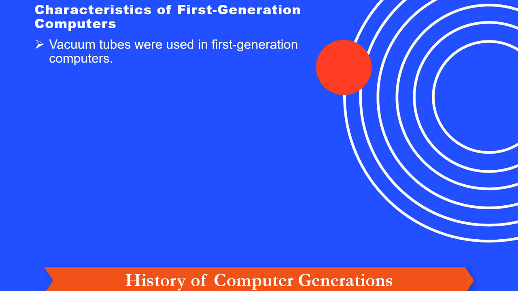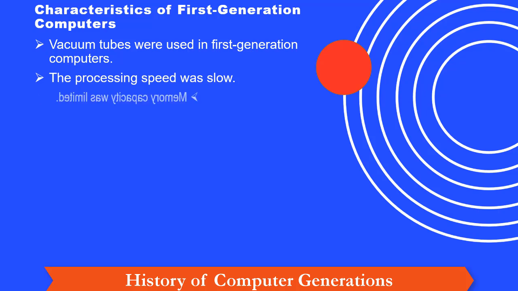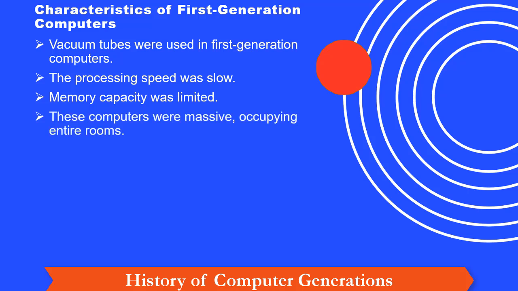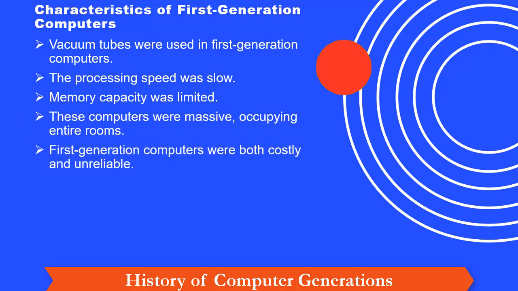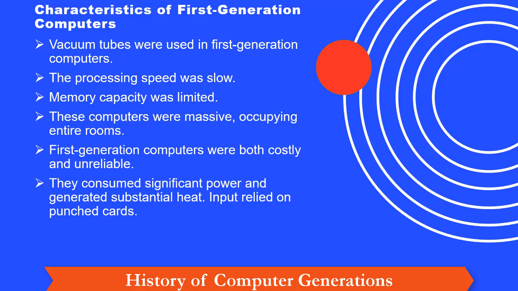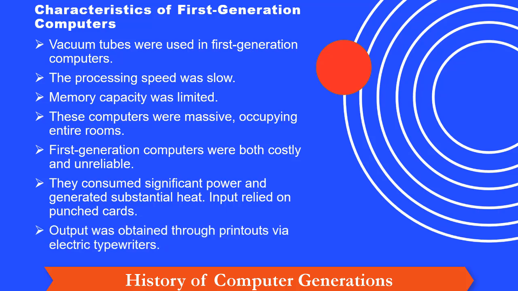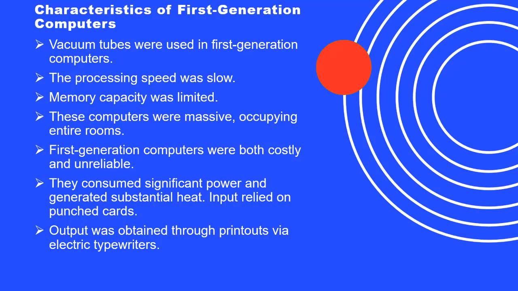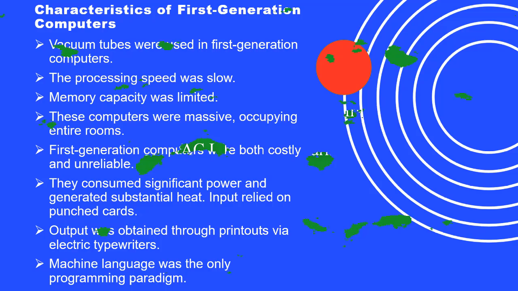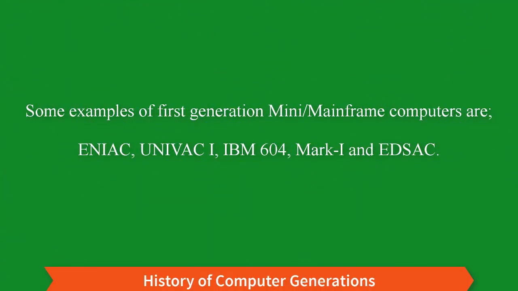Vacuum tubes were used in first-generation computers. The processing speed was slow. Memory capacity was limited. These were massive machines, occupying entire rooms. First-generation computers were both costly and unreliable. They consumed significant power and generated substantial heat. Input relied on punch cards. Output was obtained through printouts via electric typewriters. Machine language was the only programming paradigm. Some examples of first-generation mini-mainframe computers are ENIAC, UNIVAC I, IBM 604, MARK I, and EDSAC.